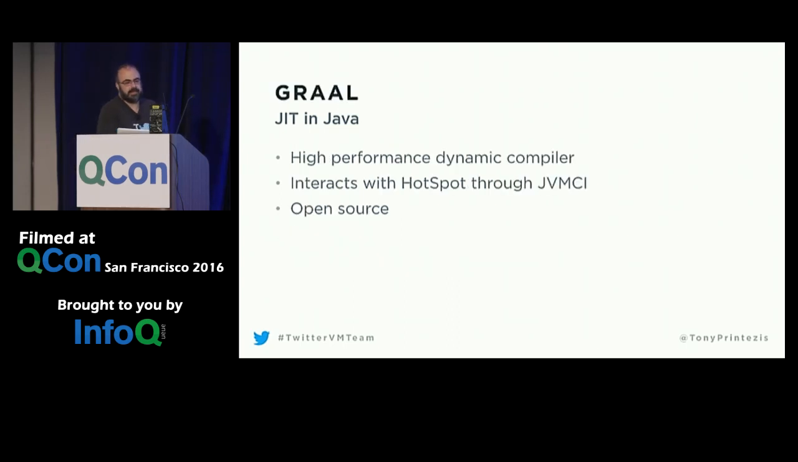So yes, there is a JIT written in Java. It's called Graal. It's a high-performance dynamic compiler done at Oracle Labs. It interacts with HotSpot through JVMCI, and it's open source. And you can download it. You can download the JDK 9 early access, and then there is a long set of command line arguments that you have to pass. There's an incantation, and then you're up and running with a JIT in Java.